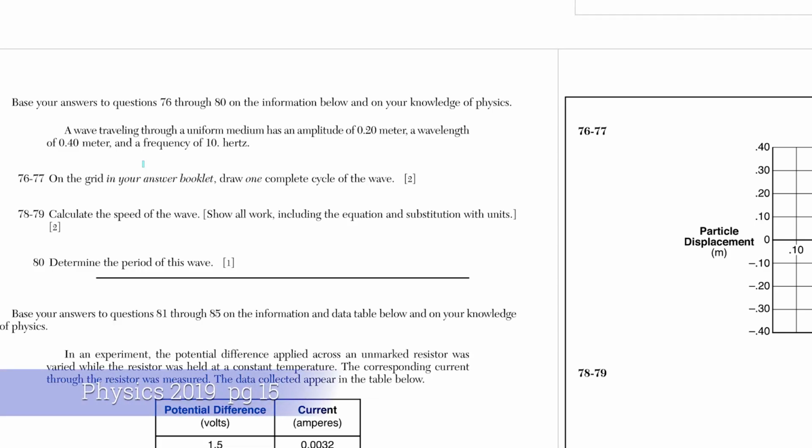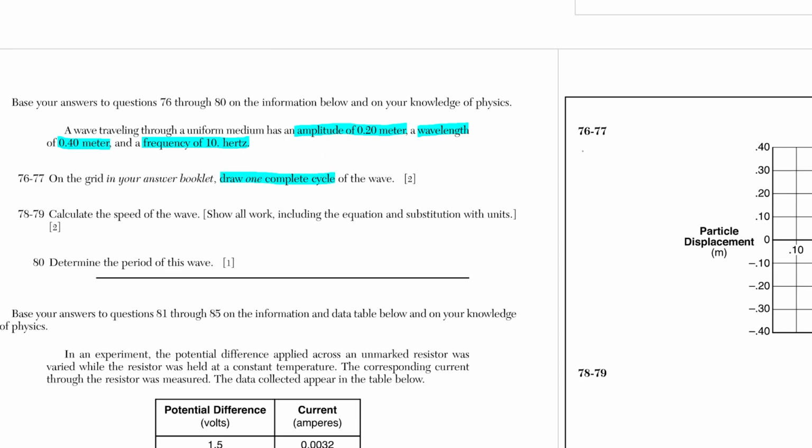Questions 76 to 77 are based on the information above. A wave travels through a uniform medium and has an amplitude of 0.2 meters, a wavelength of 0.4 meters, and a frequency of 10 hertz. In questions 76 to 77, we have to draw one complete cycle of this wave.